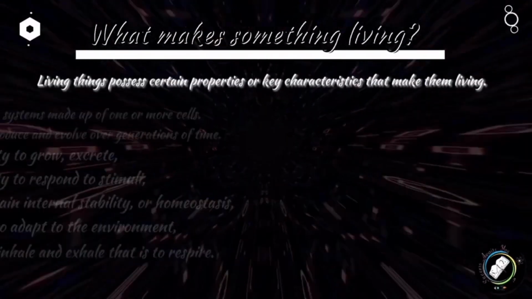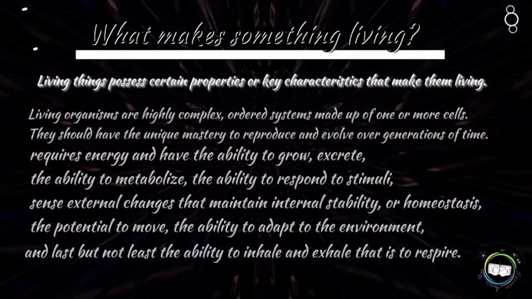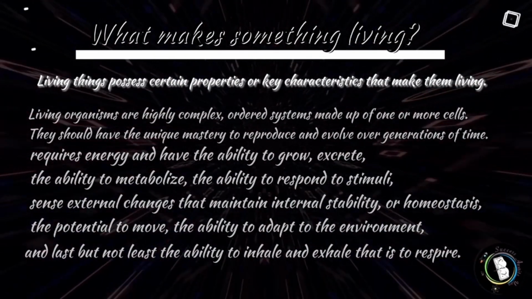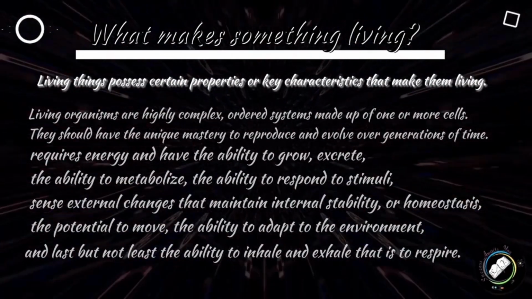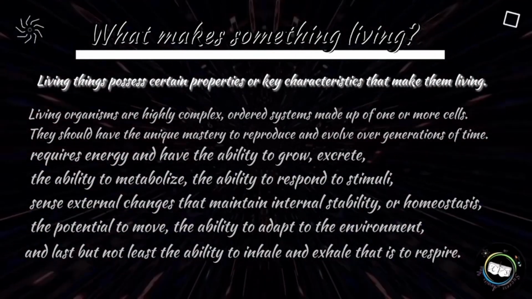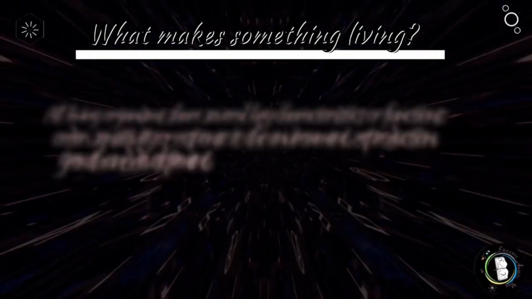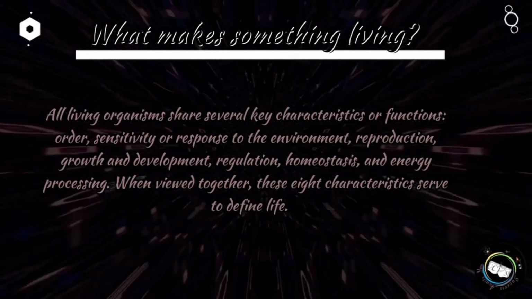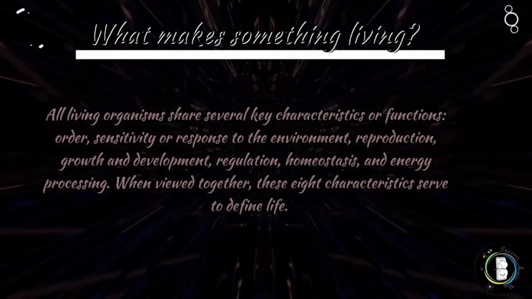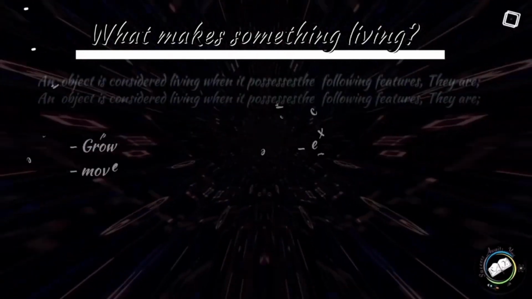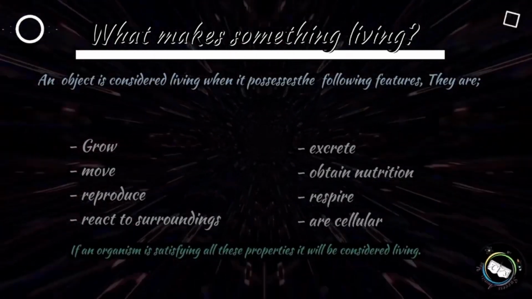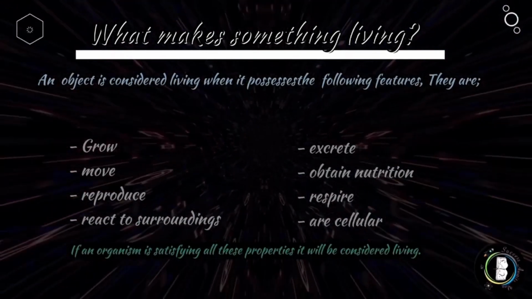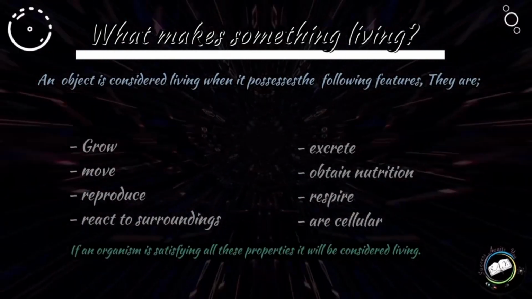A feature that could be used to decide whether something was living or not would be called a characteristic of living things. Certain features are common to all living things. They can grow, reproduce, react to surroundings, move, excrete, obtain nutrition, respire, and are cellular. An object must possess all these characteristics to be considered living. Otherwise, it is not a living thing.